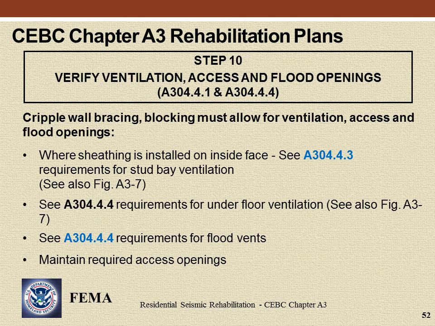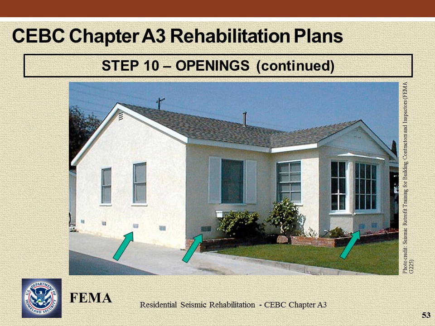Step 10. Verify ventilation, access, and flood openings. Cripple wall bracing and blocking must allow for ventilation, access, and flood openings. Where sheathing is installed on the inside face, see A304.4.3 requirements for stud bay ventilation. See A304.4.4 requirements for underfloor ventilation. See A304.4.4 requirements for flood vents. Maintain required access openings. This photo points out vents into the dwelling's crawl space.